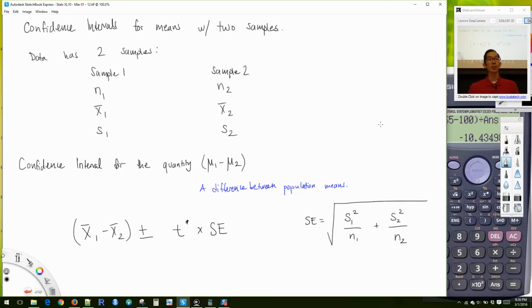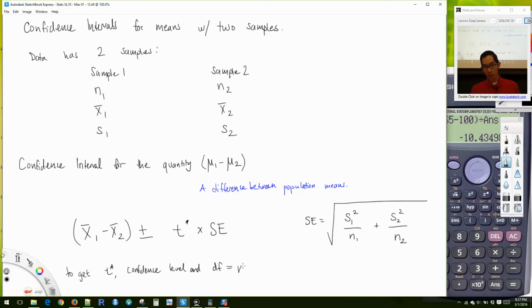Okay, so here we go. Confidence interval for the quantity mu1 minus mu2. It's x bar 1 minus x bar 2 plus or minus t star times the standard error. All right. To get your t star, you're going to look it up with the confidence level and the degrees of freedom. Okay, so to get t star, you need the confidence level as before and degrees of freedom.